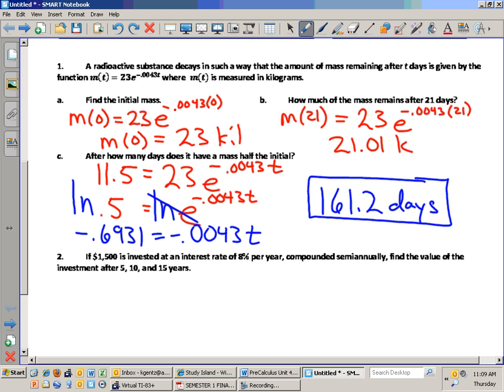So it's going to take about half a year for this thing to decay to half its original size. Or half its original mass, I should say. Any questions on problem 1? Yeah. Yep.